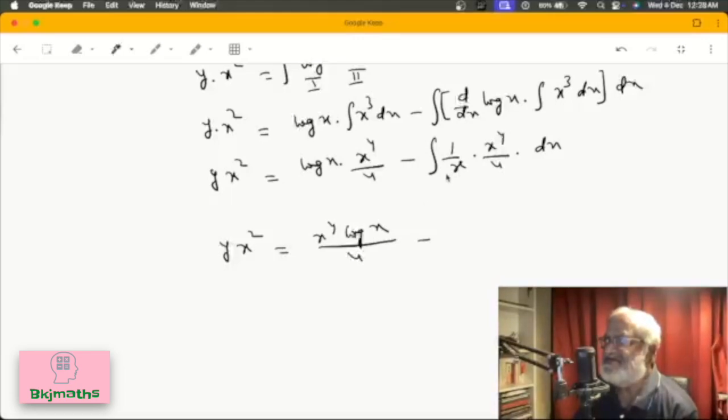on solving this, cancel, so x to the power 3 by 4, this x in the denominator cancels with this x to the power 4, so it is x to the power 3 upon 4 dx. So it is x to the power 4 upon 4. So x to the power 4 upon 4, and 4 is already here, so x to the power 4 upon 16, plus c.